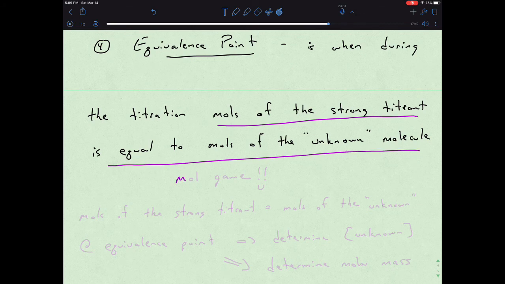Right? This is a mole game, right? As we're doing the titration, we're going to start to increase and increase moles of our strong titrant. And eventually we'll get to a point when the strong titrant moles is equal to the moles of the unknown molecule. That's our equivalence point, and that actually now allows us to relate moles of the strong titrant to moles of the unknown. So that allows us basically to determine the unknown concentration that we're looking for.